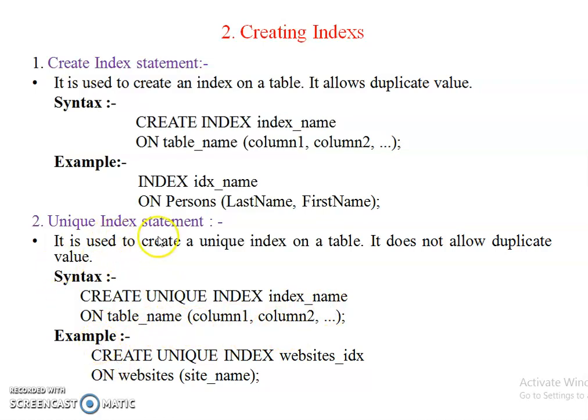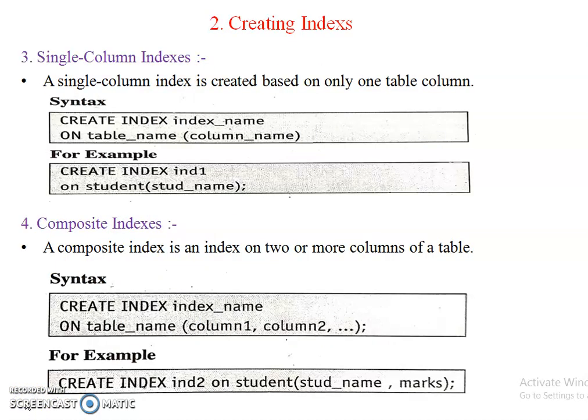Now an example of unique index: create unique index with the name website index on the table website and column 1 and column 2. Here we use only column 1, that is site name. So this is the unique index statement. Now we discuss how to define a single column index. A single column index is created based on only one table column.